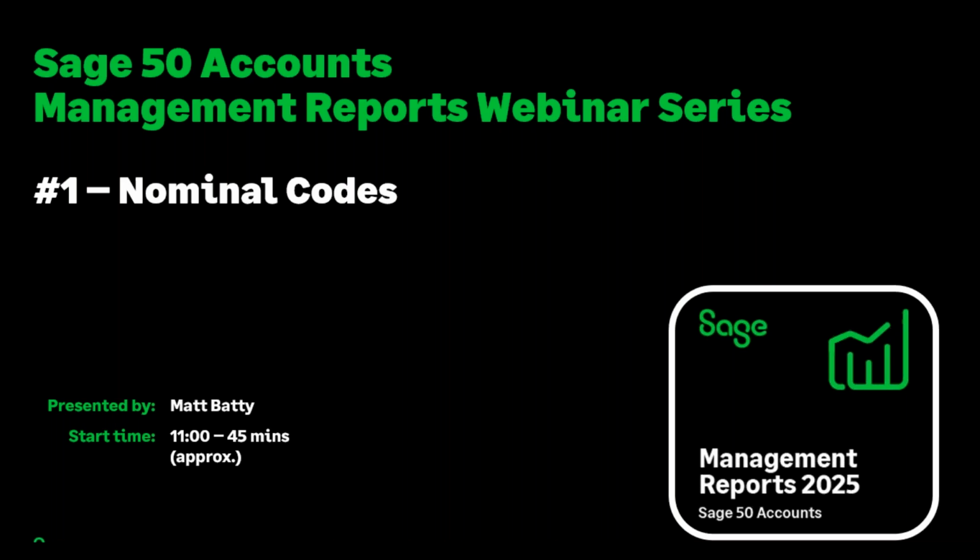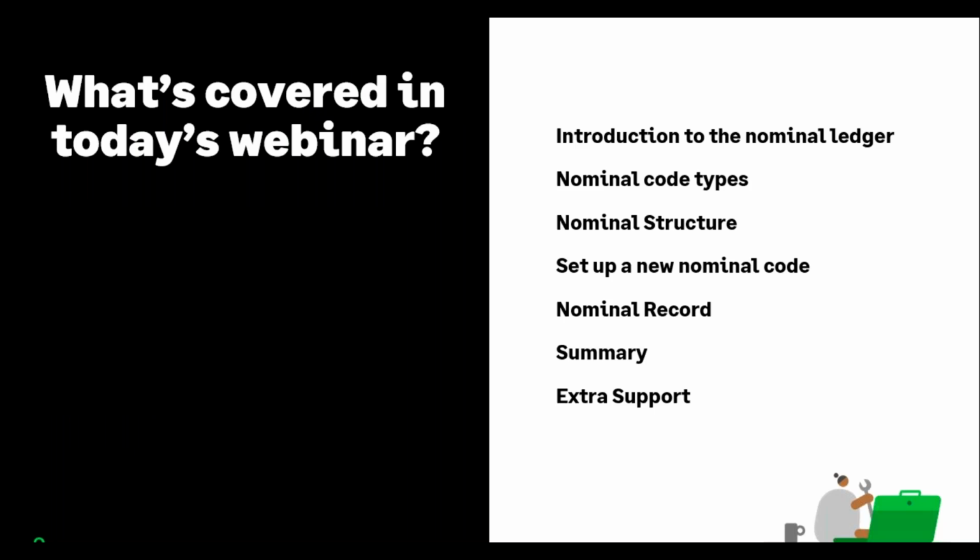But what are we going to be covering? Let's have a quick look. First off, we're going to have an introduction to the nominal ledger, a couple of slides on that. Then we're going to have a look at the different nominal code types, because there are different types. We're also going to be looking at the nominal structure, how to set up a new nominal code. Then we're going to be looking into the nominal record itself and what you can do within that section.